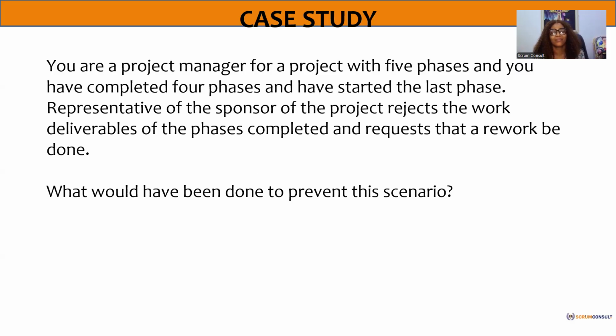What I see here is that this happened because the deliverables of the earlier phases were not formally accepted by the sponsor before moving to the next phase. So what should have happened was to perform scope validation and obtain formal acceptance of the deliverables at the end of each phase. So at what point do we verify scope?